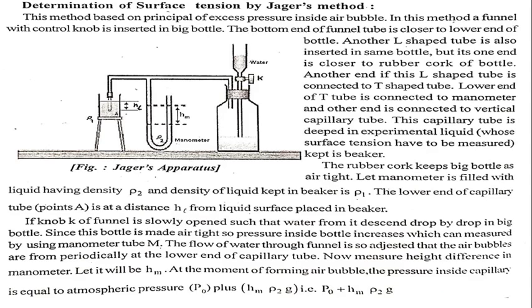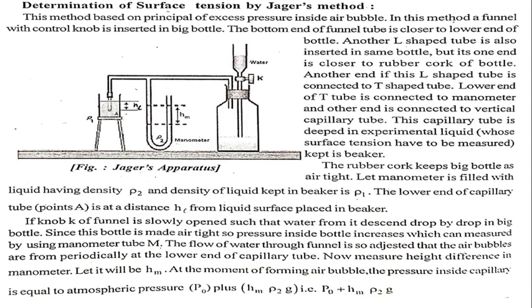Now what is principle? The principle, the excess pressure inside an air bubble is greater than the pressure outside it by 2T upon R, and where T is the surface tension and R is the radius of bubble.